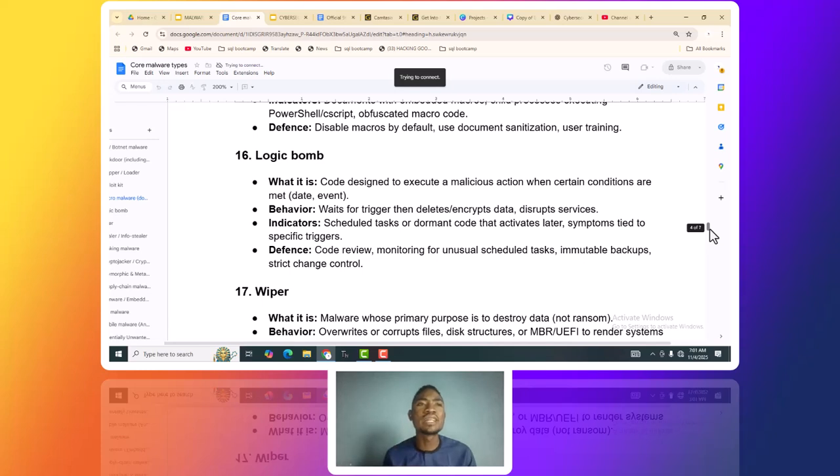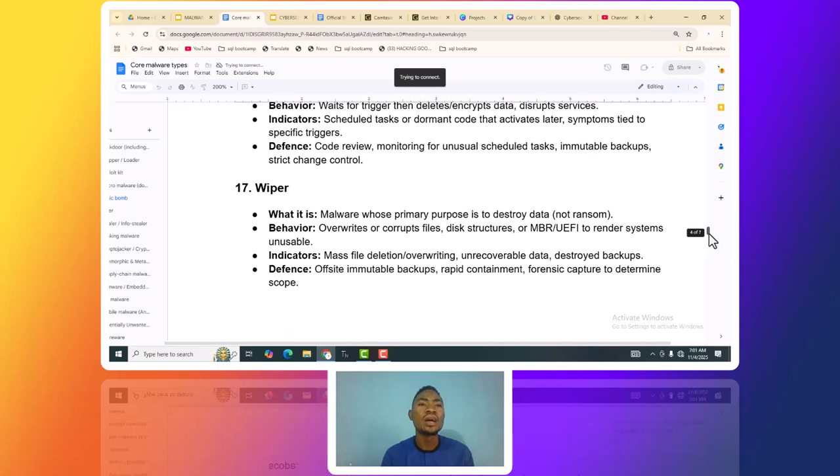Indicators of compromise that there's a logic bomb are a scheduled task or dormant code that activates later, or symptoms tied to a specific trigger. It's an example that there's a logic bomb. And so one of the things we need to do is code review. We must review the code, monitor for unusual scheduled tasks, or even use immutable backup and swift change control. These are some of the things that we need to do.